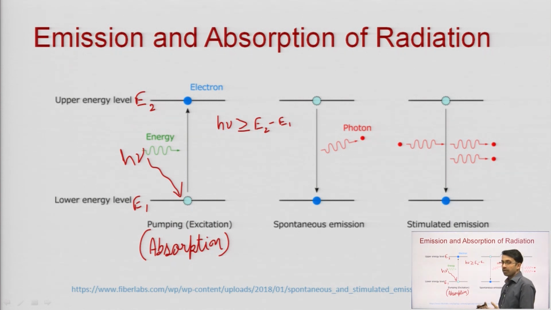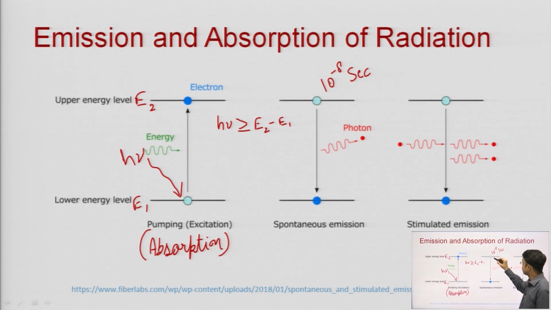Fine. Now, what happens after an electron goes to the excited state? It remains there in the excited state for a fixed time, and after that time it jumps again to its ground state. Normally, this time is 10 to the power minus 8 seconds, right? We all know this from 10 plus 2 physics. So this electron will remain in the excited state for this much time if it is a normal state, and if this state is a metastable state, then it can remain there for a longer period.